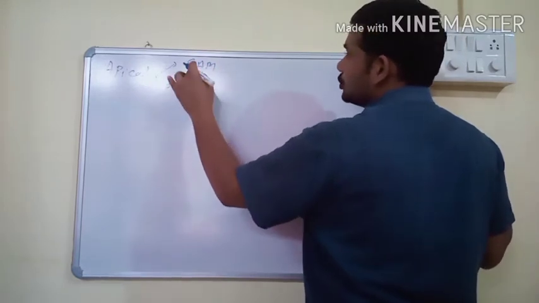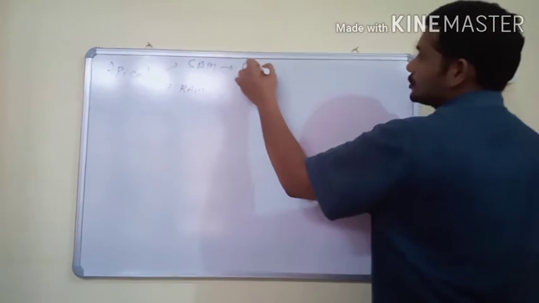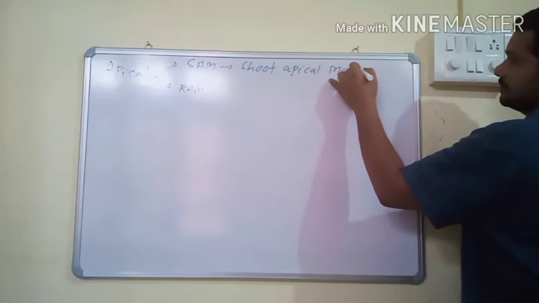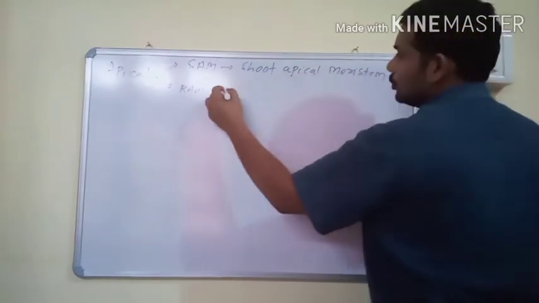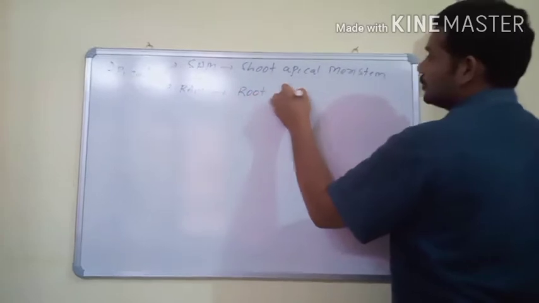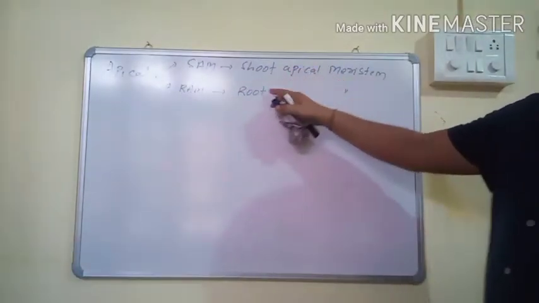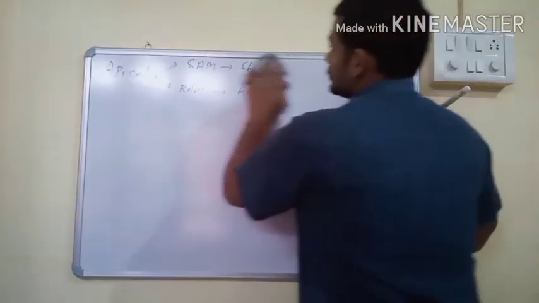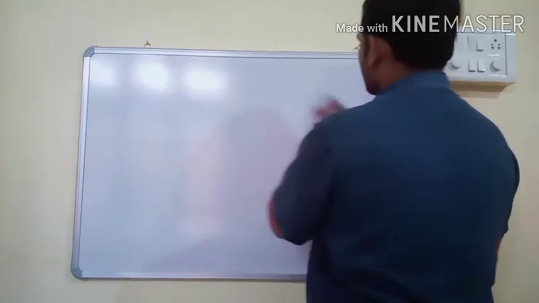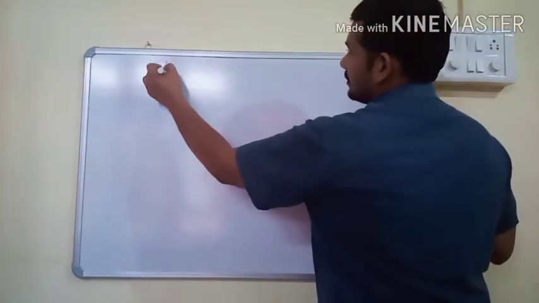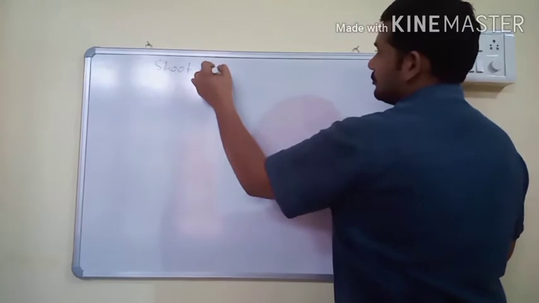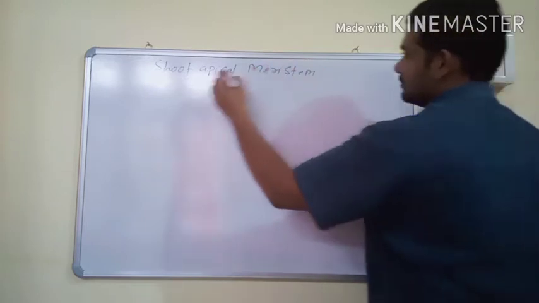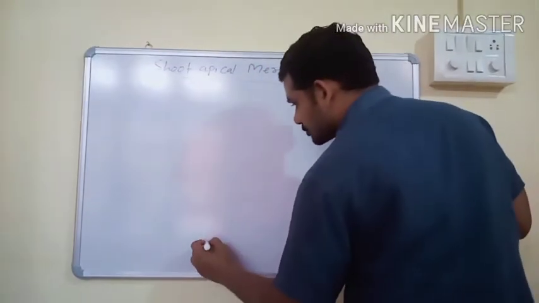SAM, shoot apical meristem, and RAM, root apical meristem. These are the two different types of apical meristematic tissues. First we discuss the shoot apical meristem. In short form, it is also known as SAM. This is the diagram of shoot apical meristem.